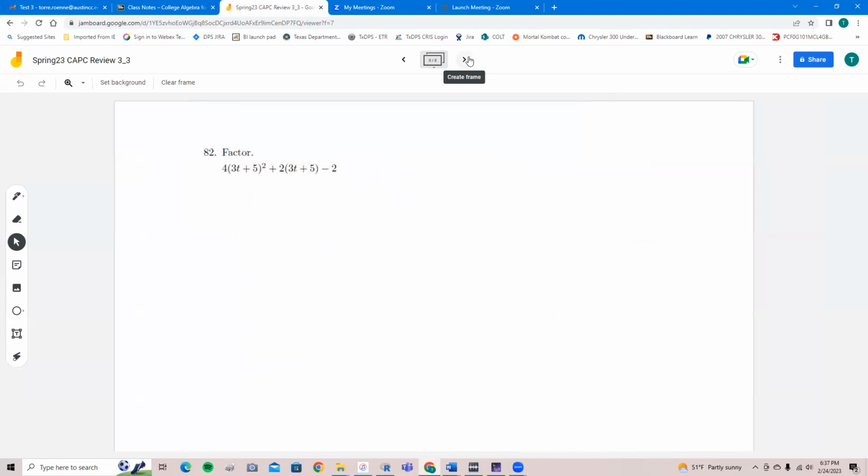All right, last one. Same thing. We're going to factor by substitution. That really is our best bet. So I'm going to let u equal 3t plus 5. This becomes 4u squared plus 2u minus 2. Looks like AC is the way to go. This is 4. This is 2. This is negative 2. A times C is going to be negative 8. And I can use 4 and negative 2. Add together, give me positive 2, which is what I want. Okay, so this will be 4u squared plus 4u minus 2u minus 2.